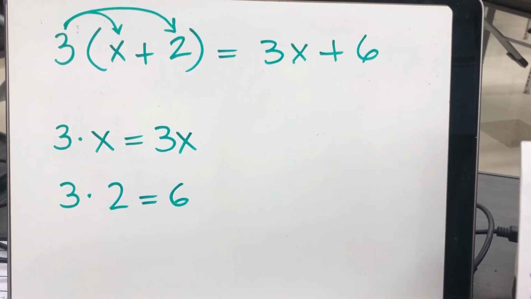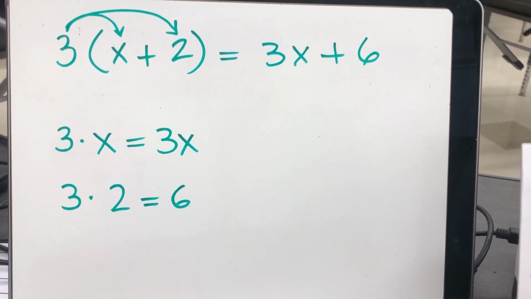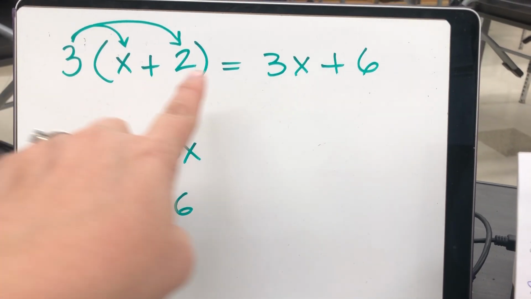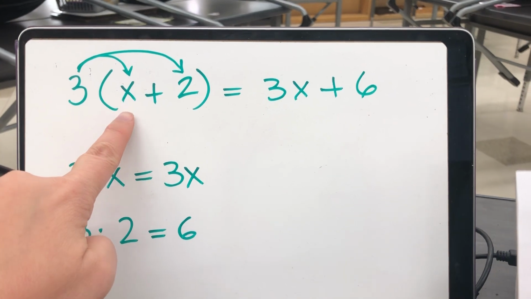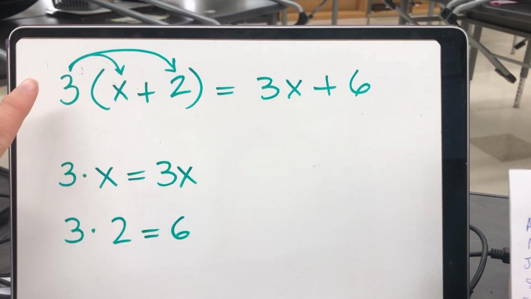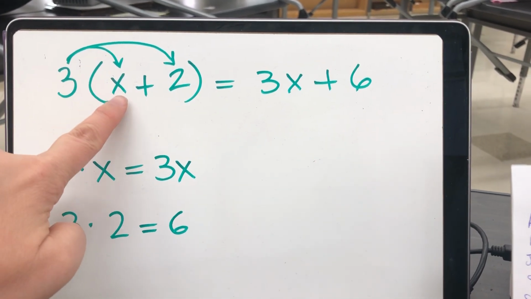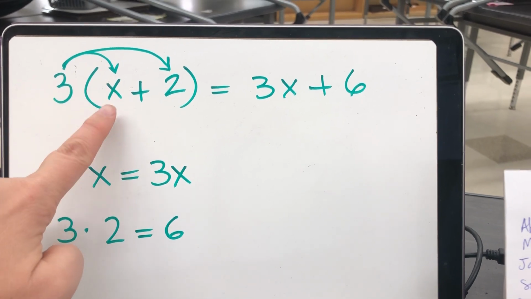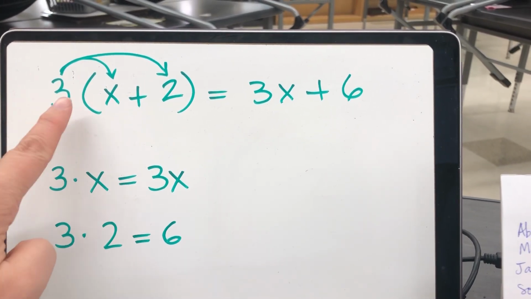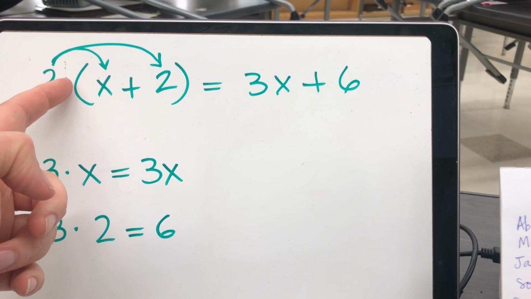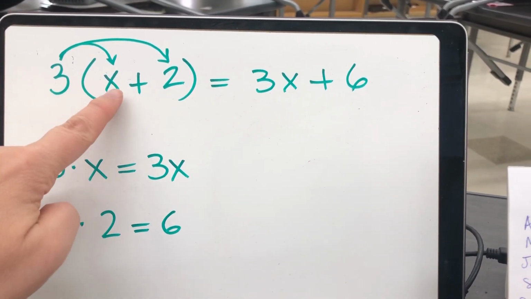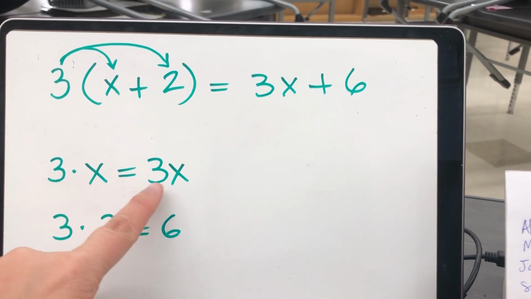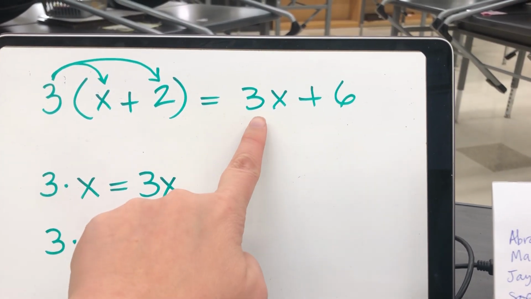Okay, so we're talking about distributive property. I already have this problem written here. So 3 being distributed into x plus 2. As you can see, it's 3 times x because we know distributive property means multiplying. And we have this little dot, the invisible little dot here that shows multiplying. So 3 times x, which is going to give me 3x, and that goes here.